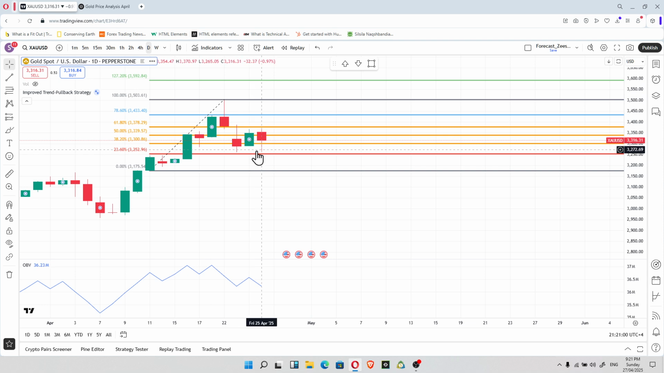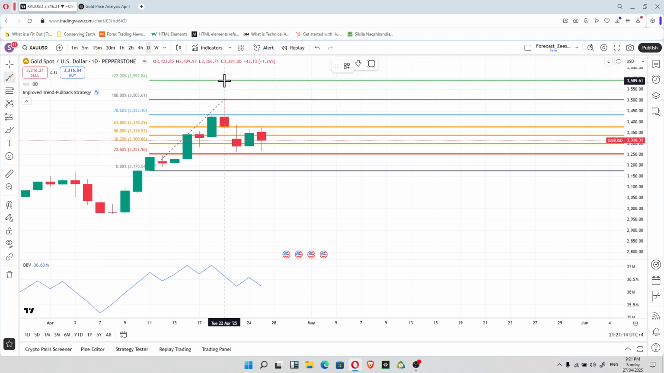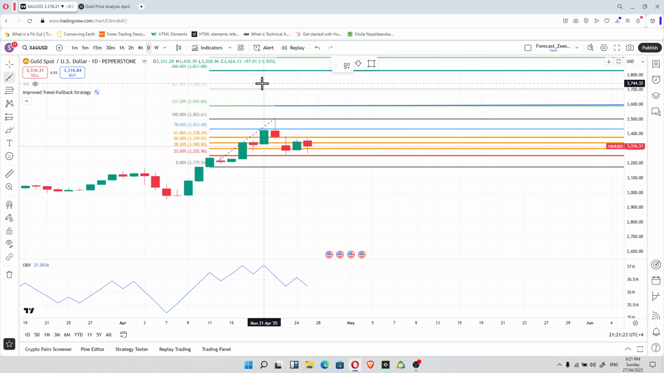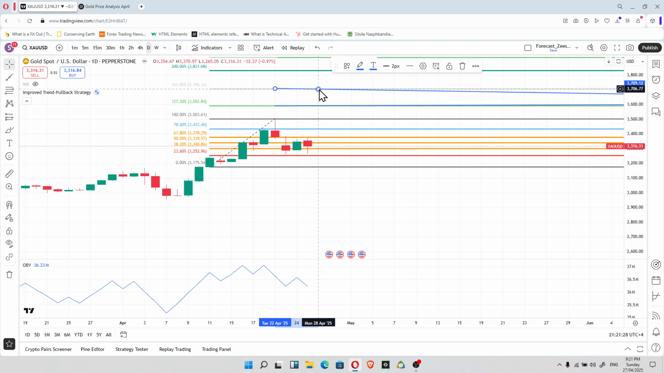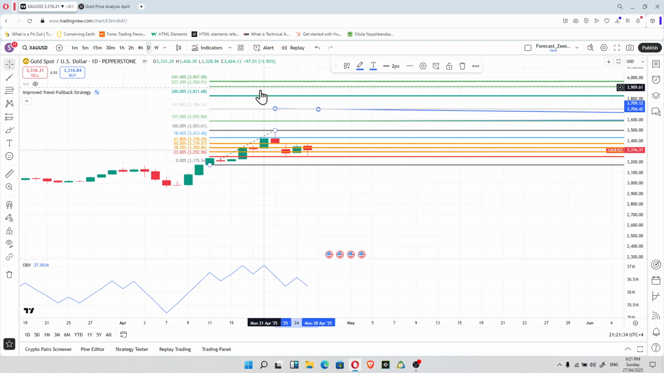The next level for gold, if this swing bounces from here and moves upside: we get the first level around here, this is our first level. Then we have another Fibonacci level around here. And then we have a level at 227, because 200% is mostly ignored. So this one is the next possible target for gold.